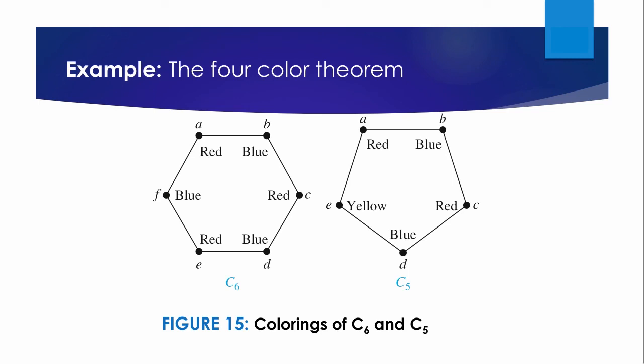Note that we would have also needed 3 colors if we had colored vertices in the counterclockwise direction. Thus, the chromatic number of C_5 is 3. The coloring of C_5 using 3 colors is displayed in figure 15.